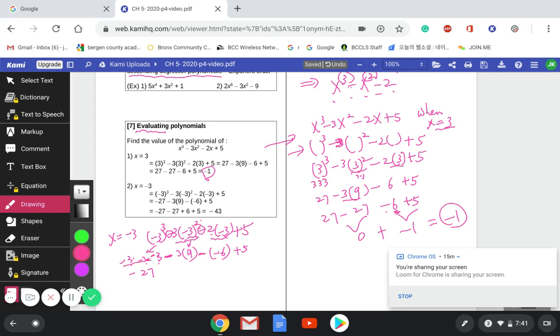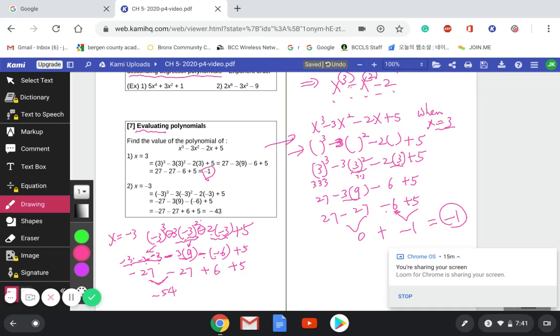So you end up with negative 27 minus 27, because 3 times 9 is 27, minus negative. When there are a minus and a negative together, they become plus 6, plus 5. Negative 27 minus 27, if you do keep-change, becomes negative 54.